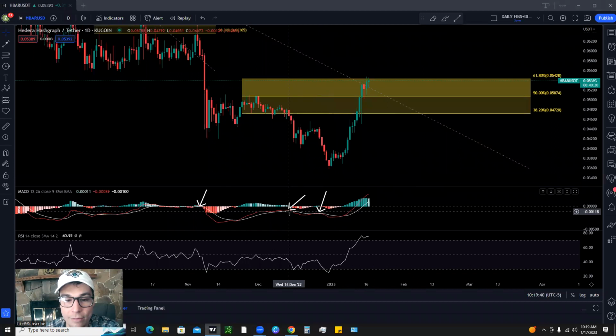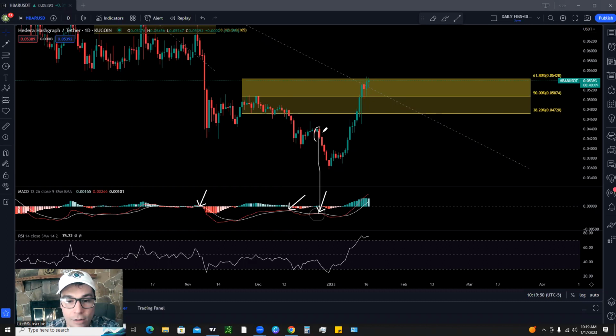Over here, we have a MACD sell signal, and then we get a sharp move to the downside, right? Here's our MACD sell signal, and then boom, sharp move to the downside. Over here, we also got a MACD sell signal, right? Right here on the MACD, sharp move to the downside.